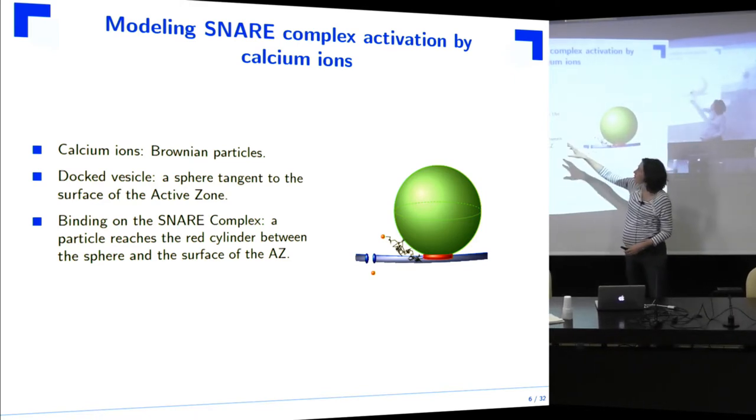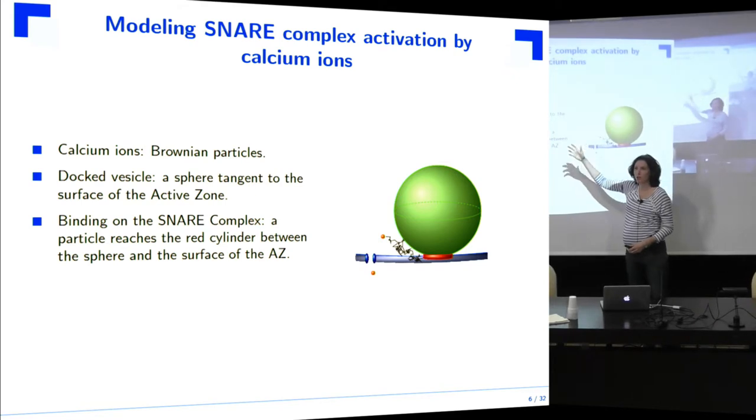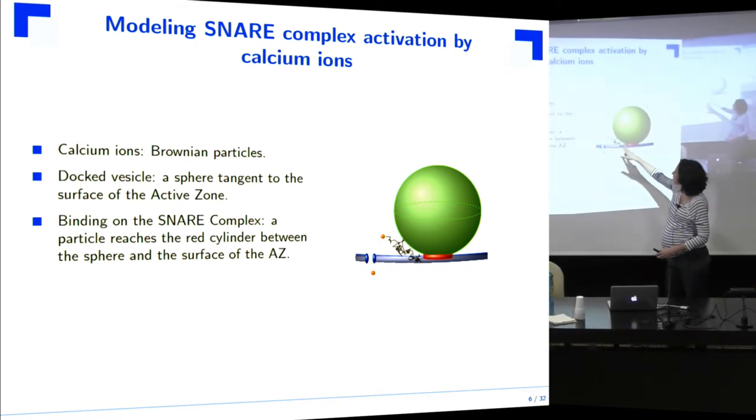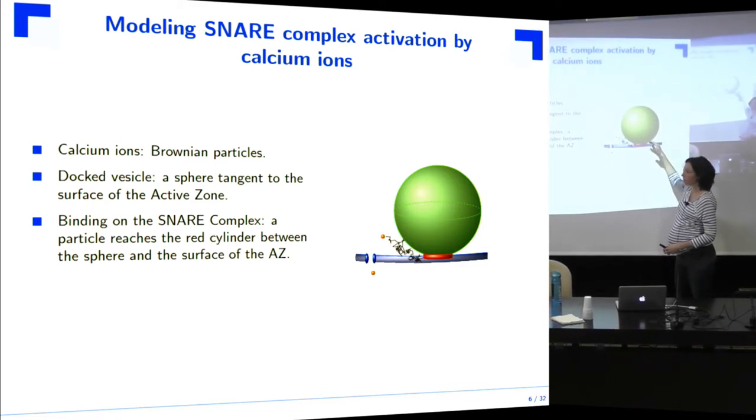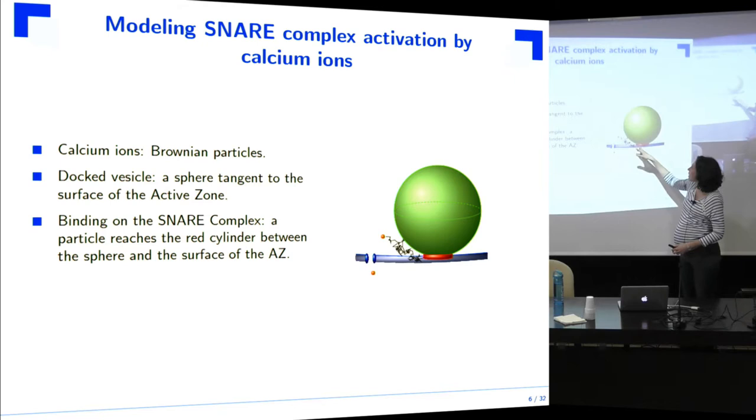I'm going to represent calcium ions by a Brownian particle, even though they are charged ions. We're going to neglect this here. And the docked vesicle is simply a sphere that is going to be tangent to, let's say, a plane. The SNARE complex is a complex of proteins with binding sites, and the ions have to arrive at a binding site. But this Brownian assumption doesn't make sense if you get very close to those C2 domains. So let's simplify this and consider that you bind if you are close enough to the region. I would represent the binding by this ribbon joining the two tangent spheres. If I'm close enough, I'm going to be trapped, and this is what's going to be binding for me here.